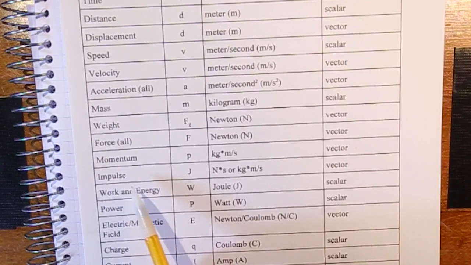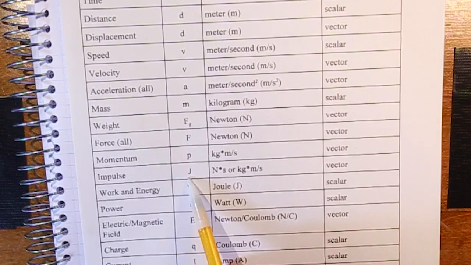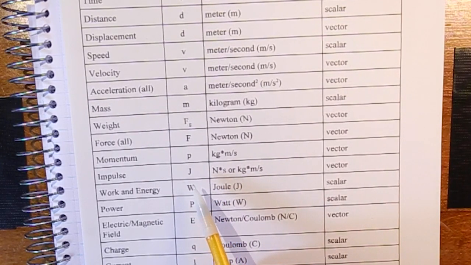Impulse also has a strange symbol. It's the uppercase J. And impulse is how much force is exerted through a time. And that ends up having a direction because you're pushing on something in a direction for a certain amount of time to gain a new change in momentum. And that is a vector quantity.